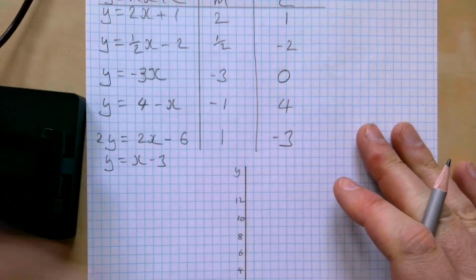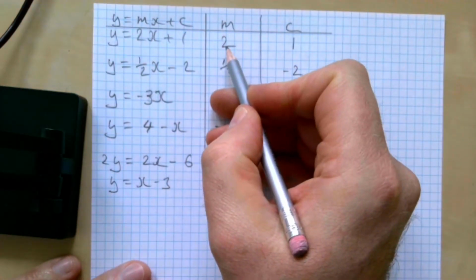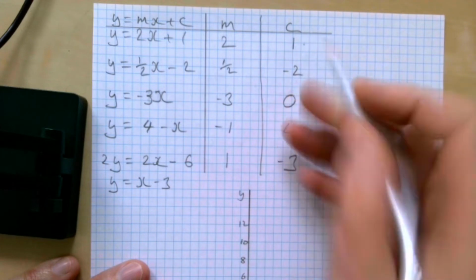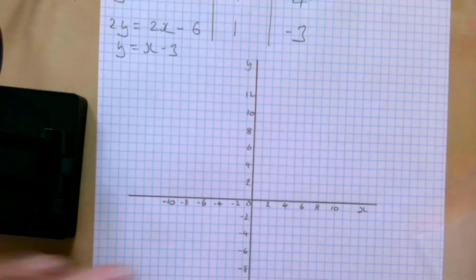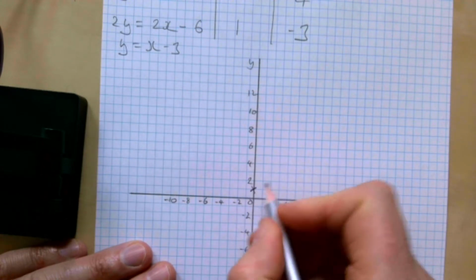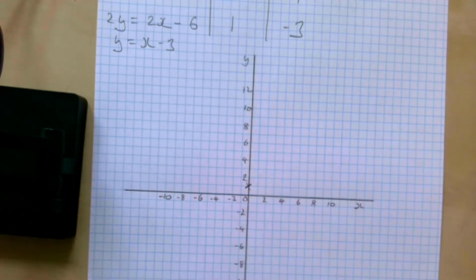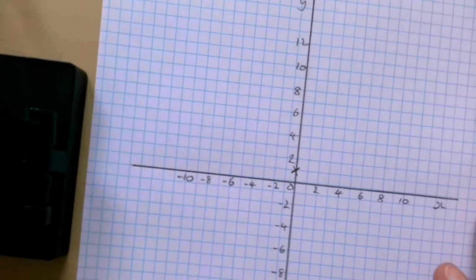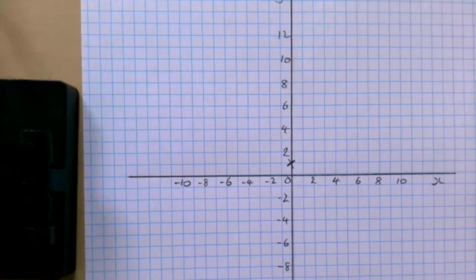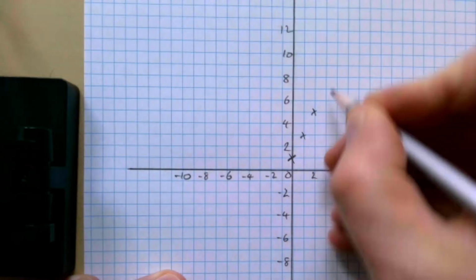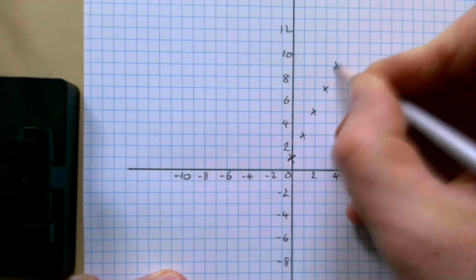Hopefully you can still read this. The first one, gradient of 2, y-intercept of 1. So we start with the second bit here, and we go down here and find 1 on the y-axis, and then a gradient of 2 means every time you go across 1, you go up 2, because that's your gradient. So across 1 up 2, across 1 up 2, across 1 up 2, and so on.